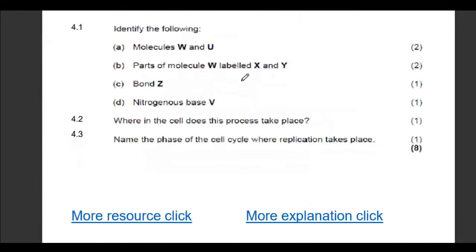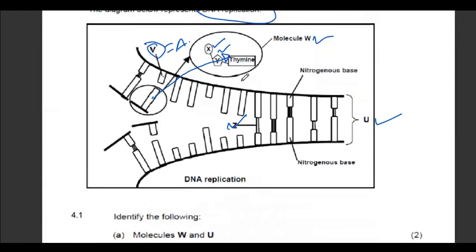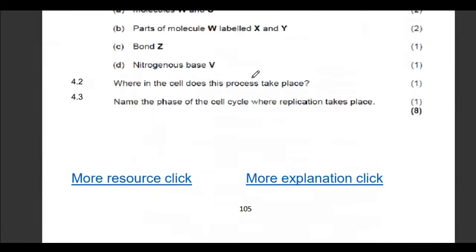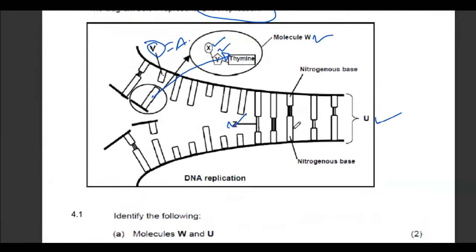Where in the cell does this process take place? We have answered this question: this process occurs in the nucleus. And then they're saying name the phase of the cell cycle where replication takes place. We have already answered it, and that is interphase. So at least when they bring such questions, you must be able to answer accordingly.